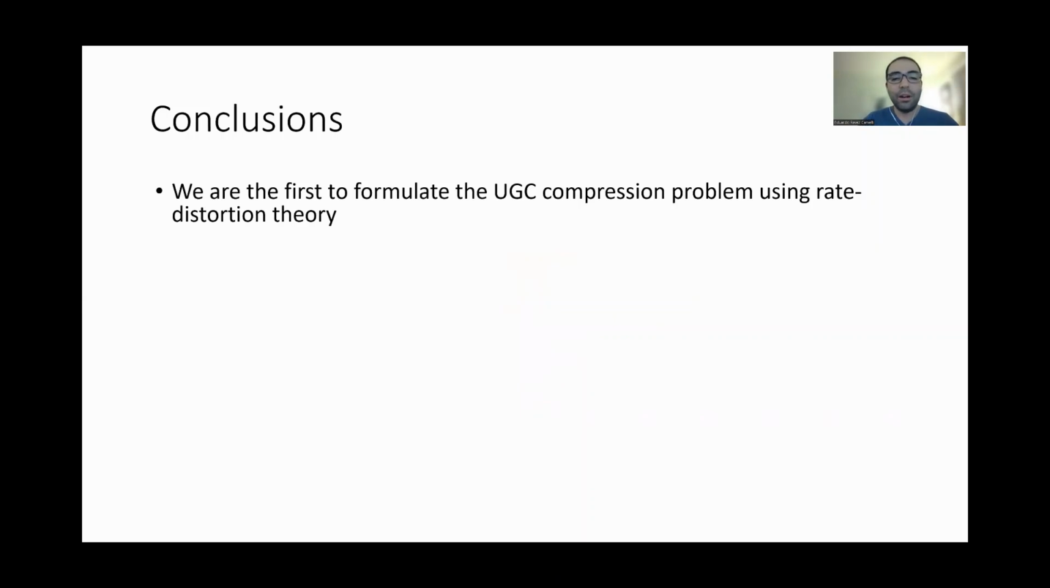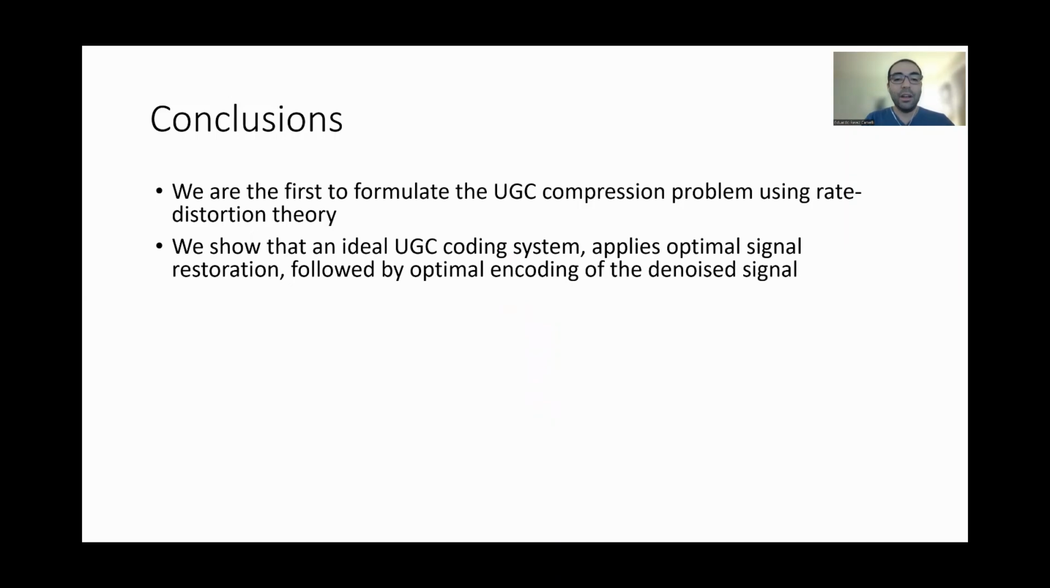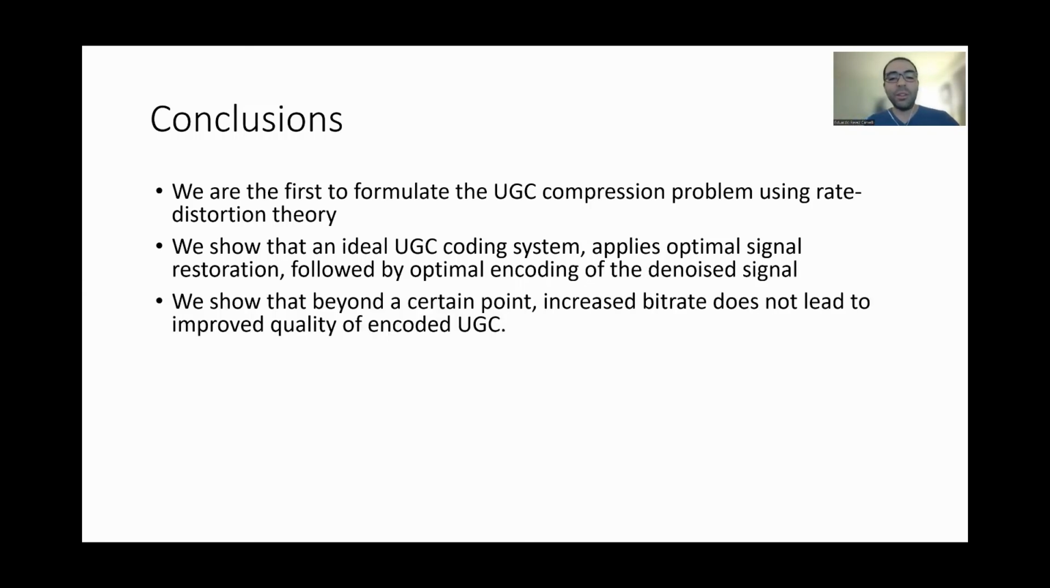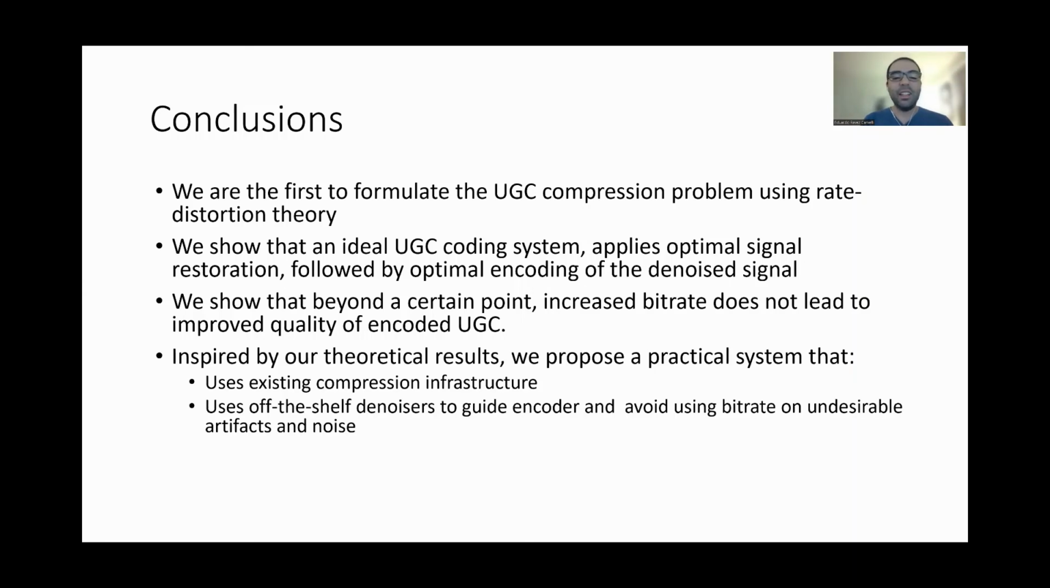As a conclusion, we are the first to formulate the UGC compression problem using rate distortion theory. We show that an ideal UGC system is comprised of optimal signal denoising followed by optimal encoding of the denoised signal. We show that beyond a certain point, increasing the bitrate does not really lead to an improved quality of the UGC. And inspired by these theoretical results, we propose a practical system that reuses compression infrastructure and combines it with off-the-shelf denoisers to guide the encoder so that undesirable artifacts and noise are avoided.